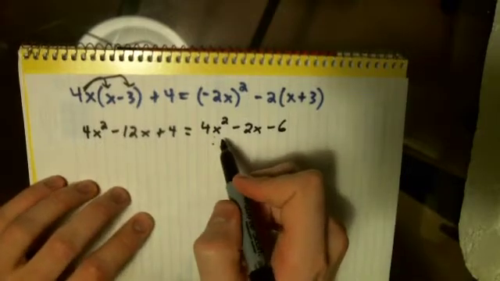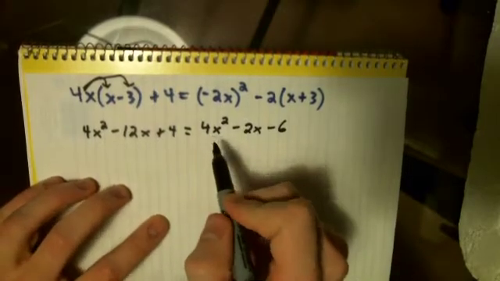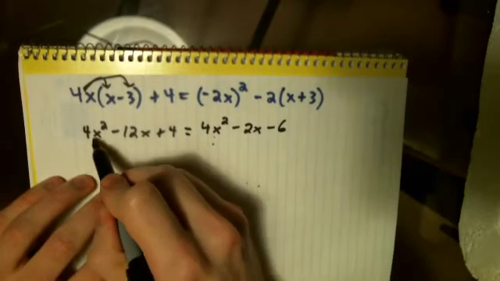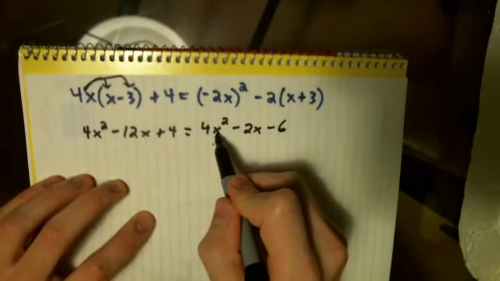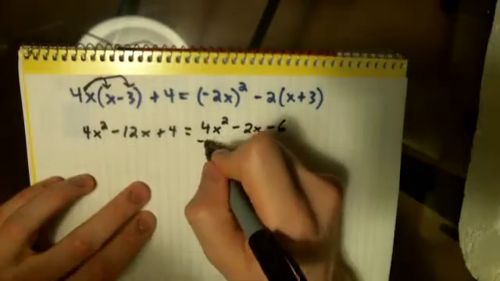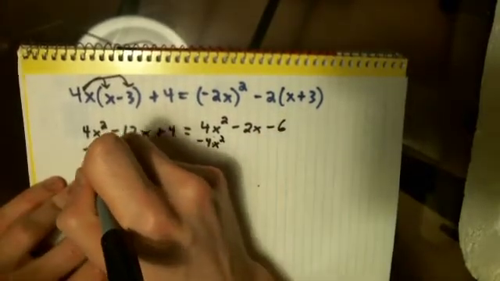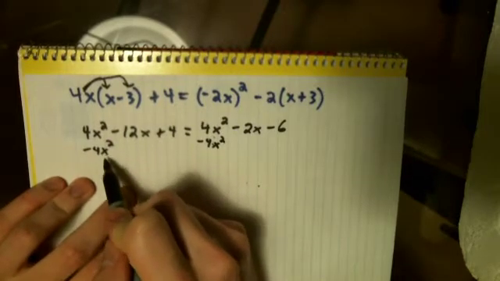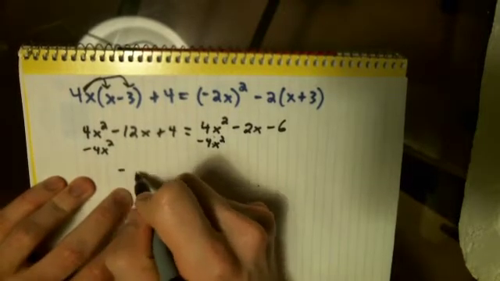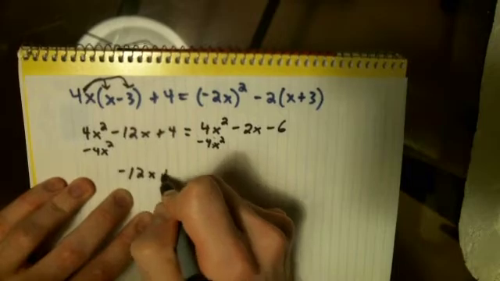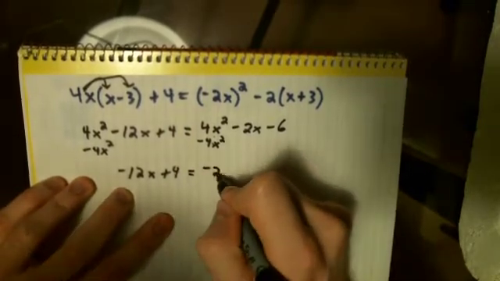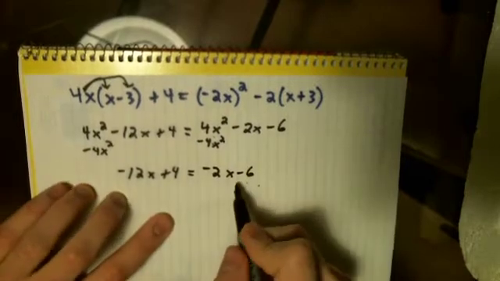All right, and now I want to move terms. I want to combine terms on both sides of the equation. So I have a 4x squared and a 4x squared on both sides. So I'm going to subtract 4x squared from both sides. 4x squared minus 4x squared gives me 0x squared. So I'm left with negative 12x plus 4 is equal to negative 2x minus 6.